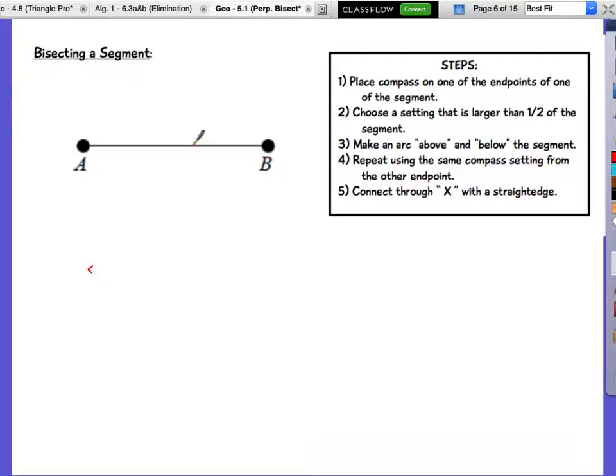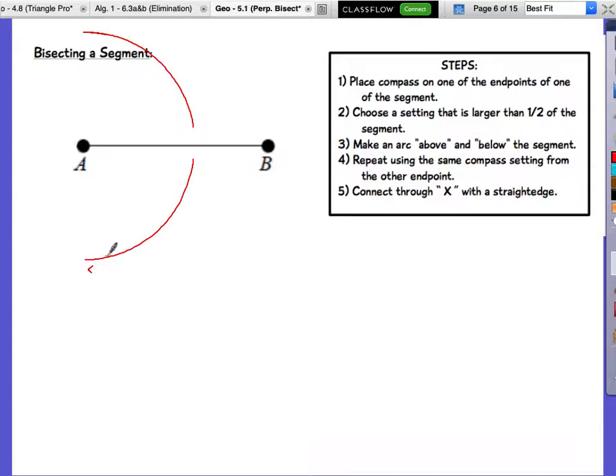I'm gonna put mine here. What we're gonna do with this is make an arc above and below the segment. I'm gonna do this arc like there. So that'd be my arc above, and this is my arc below. You gotta stretch it out, and you gotta make sure that point stays on the dot the whole time. So you make an arc above and below that segment.